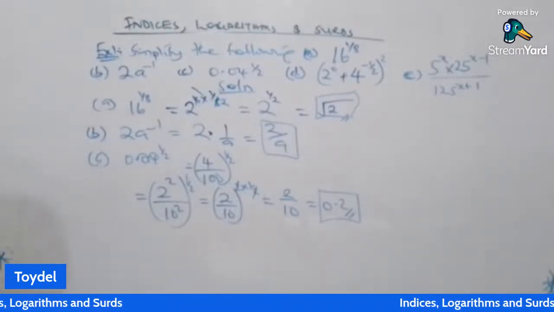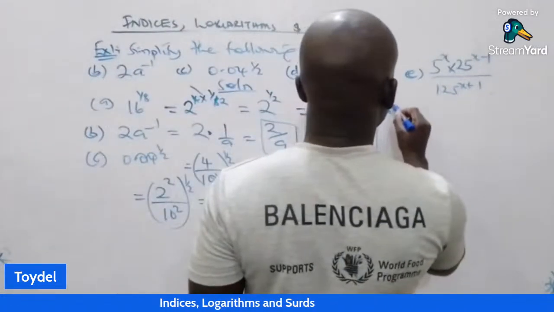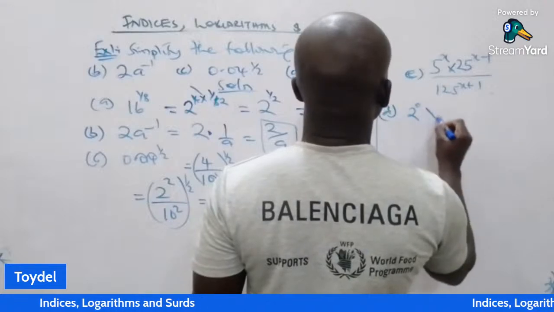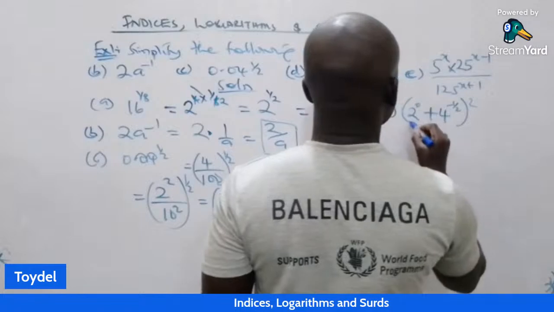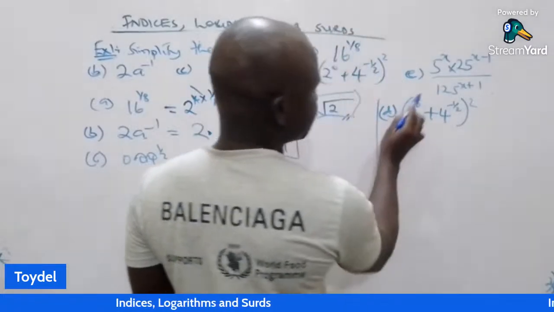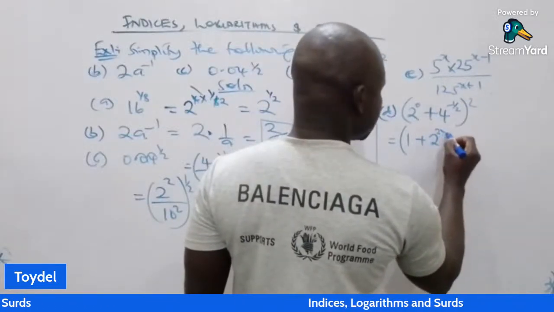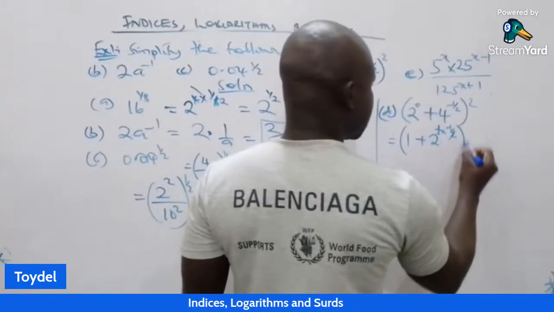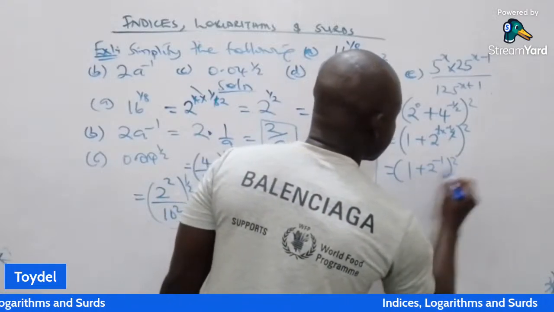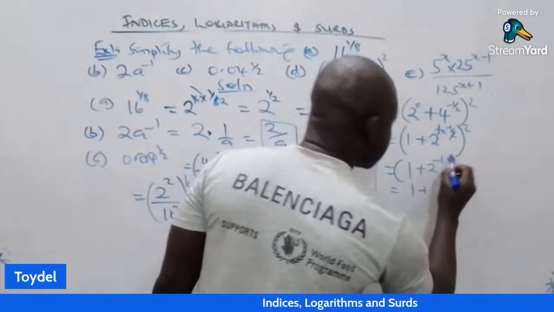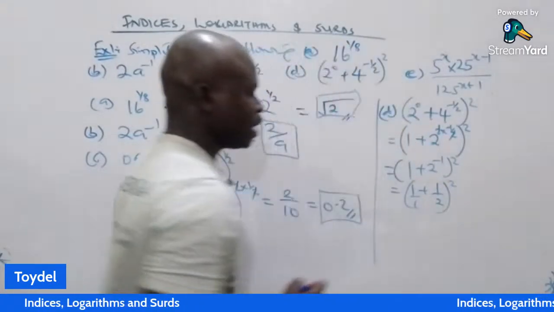Then we go to the fourth question, D. We have 2 raised to the power 0 plus 4 raised to the power minus half, all squared. Of course, from the law, we know that anything raised to the power 0 is 1. This will be 1, plus, I can change 4 to 2 raised to the power 2. I will have 2 raised to the power 2 multiplied by minus half. This will cancel this. Everything squared. At the end of the day, I'm going to have 1 plus 2 raised to the power minus 1, all squared. That is the same thing as 1 plus 1 all over 2, all squared.